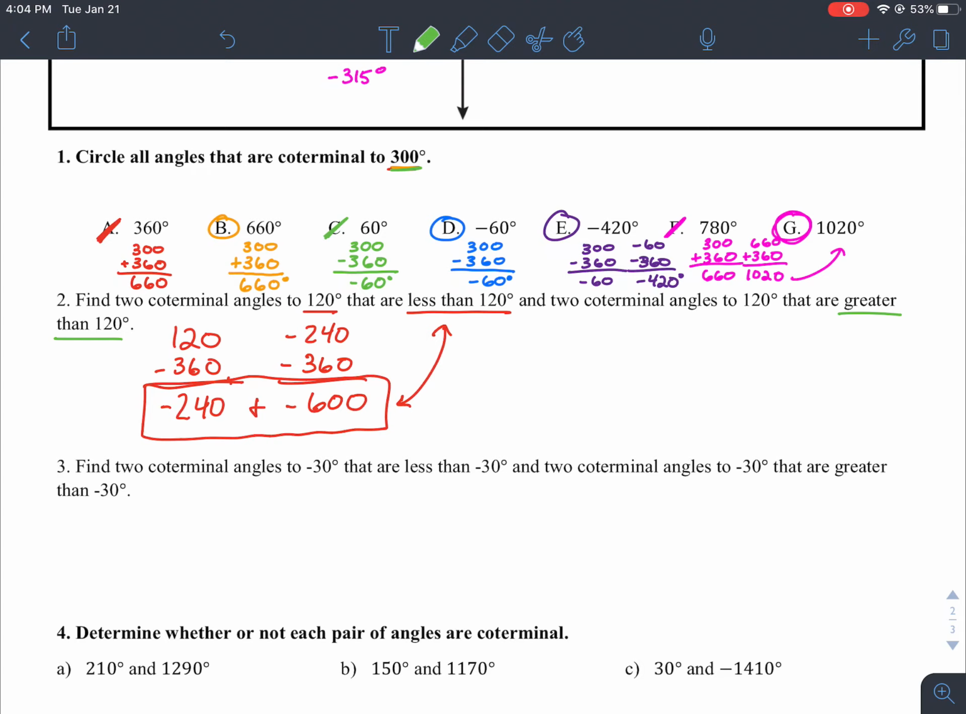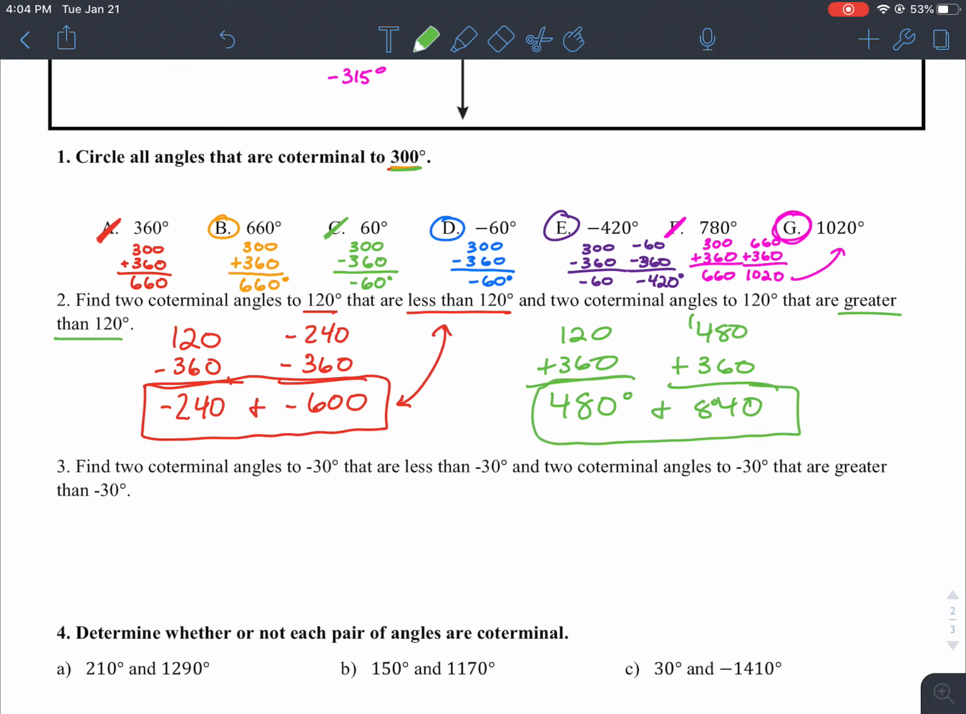If we want 2 coterminals to 120 that are greater than 120, we just do the opposite. We're going to add 360. That's going to give us 480 as one of our answer options. Then we're going to take that 480, add another full circle of 360, and that's going to give us 840 degrees. So that's how we find coterminal angles greater than or less than, adding 360 or subtracting 360.